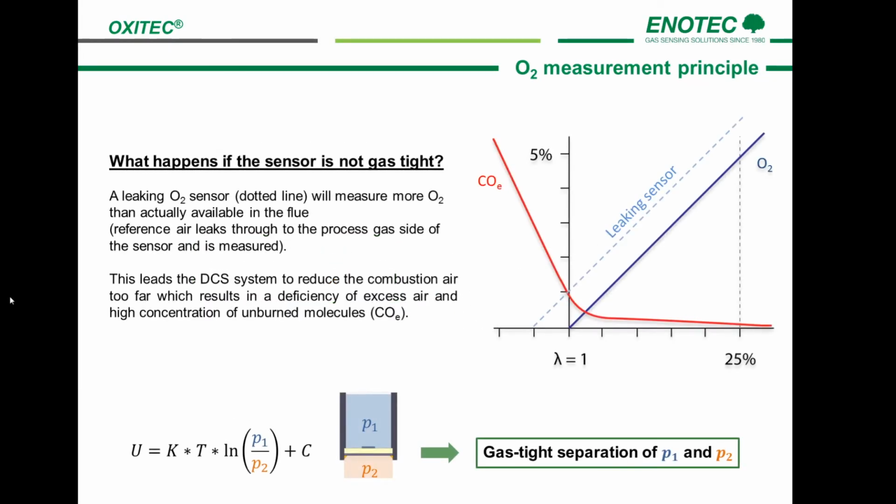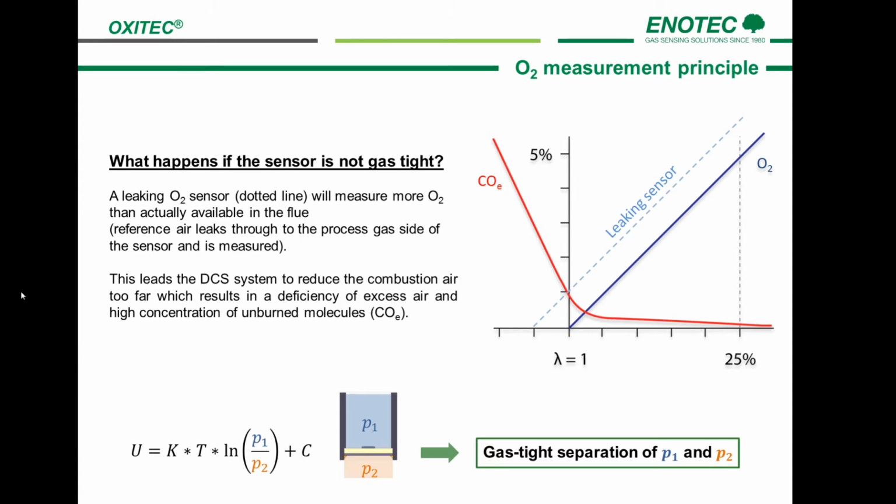So we've shown that for an O2 measurement to be exact, the sensor has to be gas tight. If the sensor leaks between the reference air and the process gas side, the sensor will measure leak air. As the leak air consists of around 21% O2, the analyzer will show a higher O2 concentration than present in the process. The measured O2 concentration will then depend on the leak rate of the sensor.